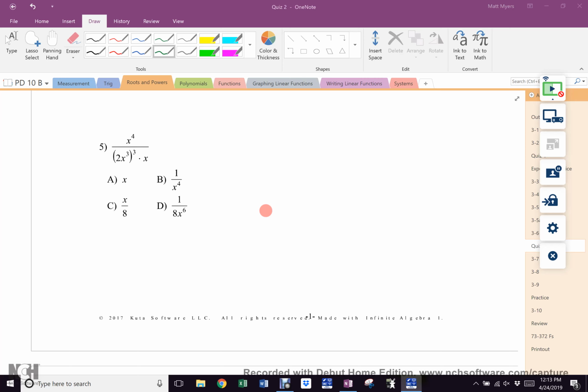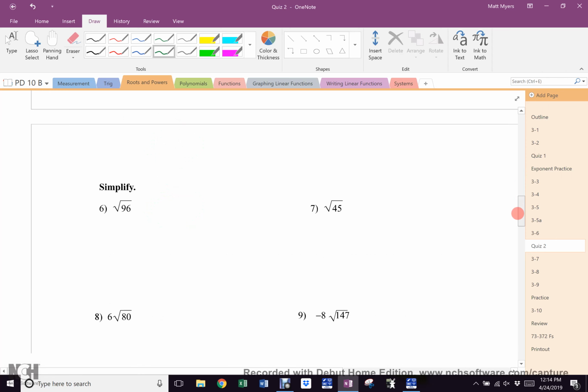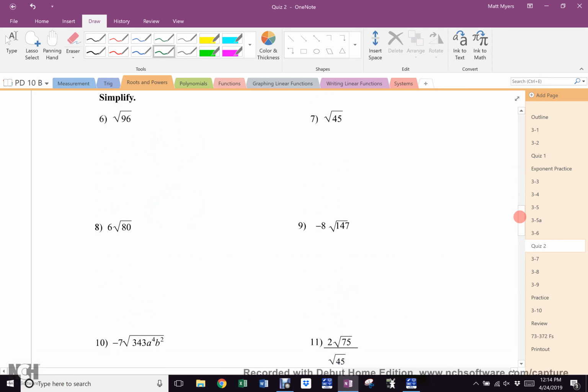And 5. D. Does anybody need to know why? Excellent. Turn the page over. The first 4 are worth 1 mark each.